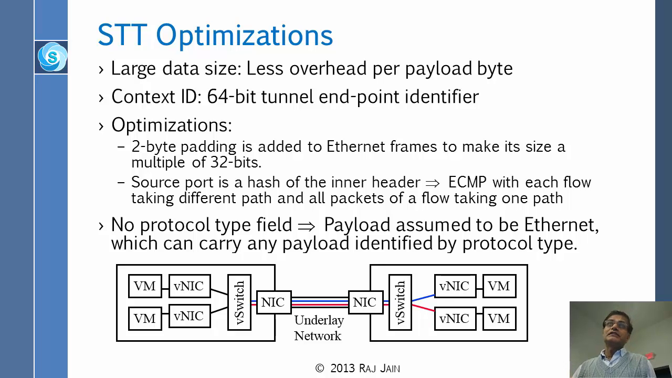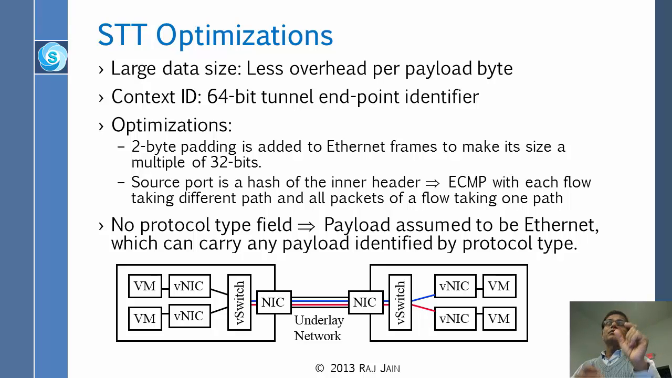Then the source port is a hash of the inner header, and this was done in other places we have seen, like we saw in VXLAN. The layer 4 source port number is a hash of the inner header. So you take the source MAC address, destination MAC address, and VLAN ID, and hash them to get a 16-bit number, and use that as a port number. All the packets that belong to that source, that destination, and that VLAN will go through one path, and other source, destination or VLAN ID will hash to a different port number.